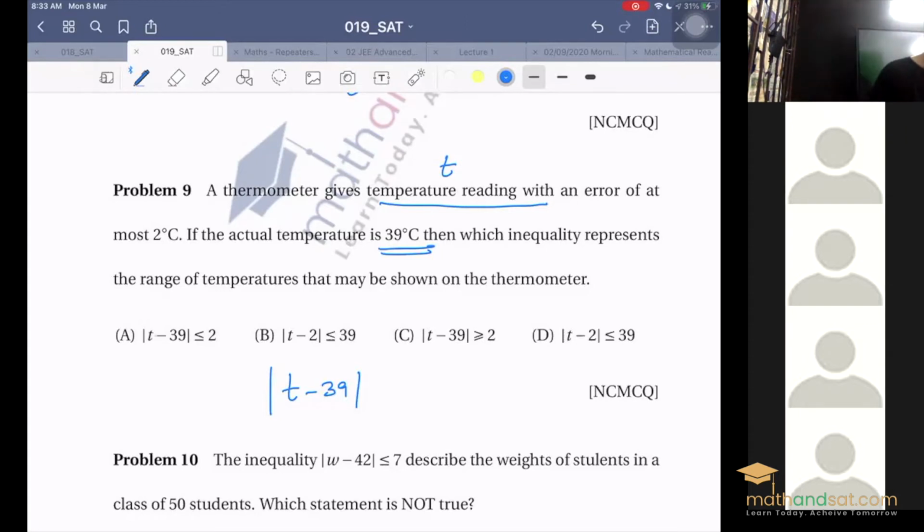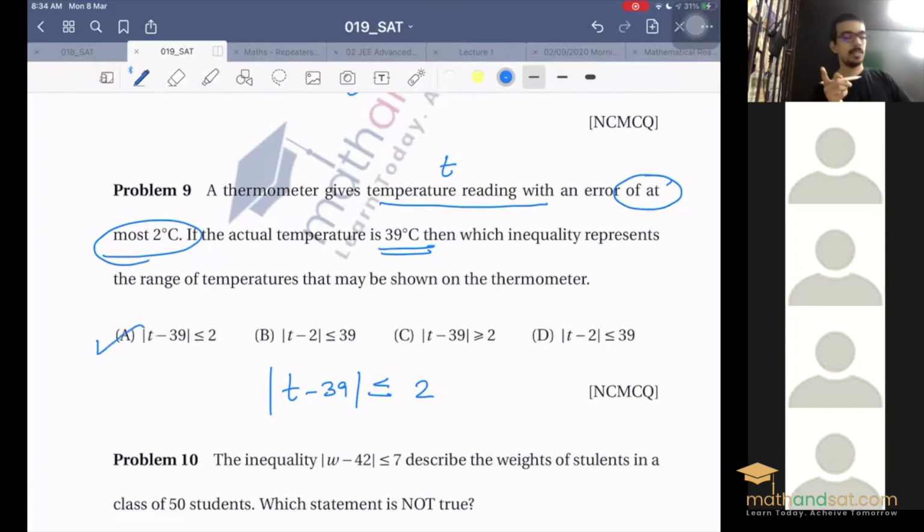And it says the error is at most 2 degrees. At most means the maximum value. So the maximum value of the error is going to be 2. So modulus of T minus 39 less than or equal to 2.